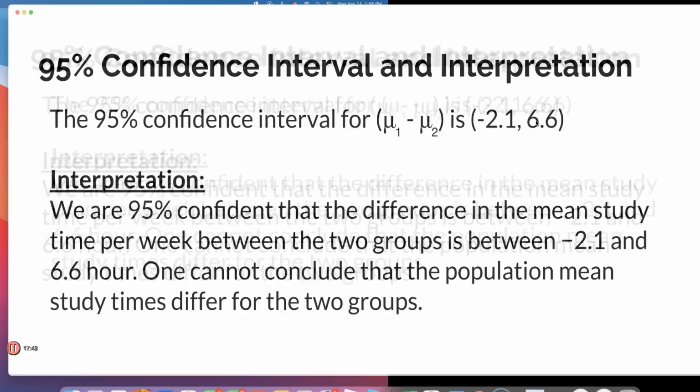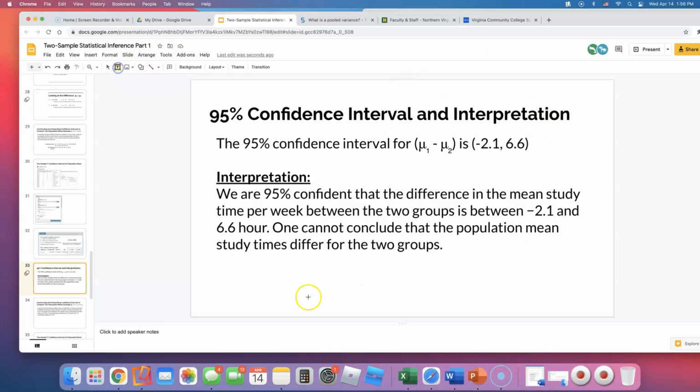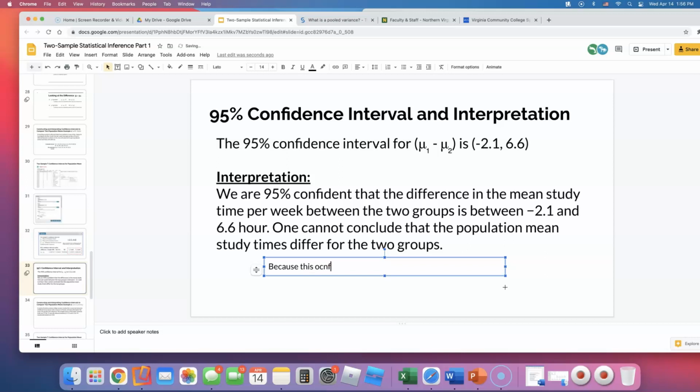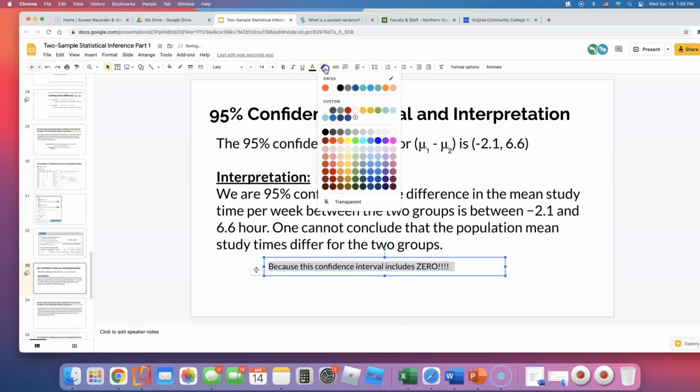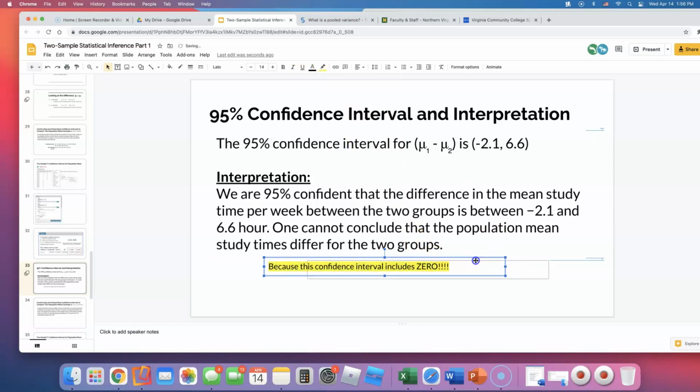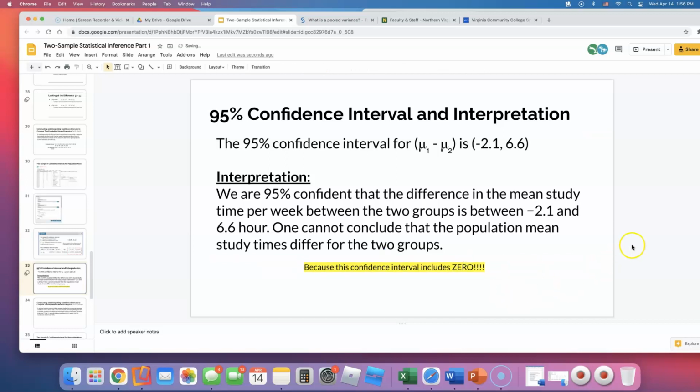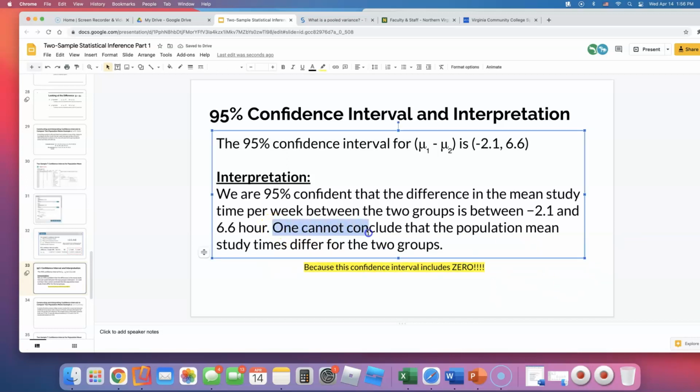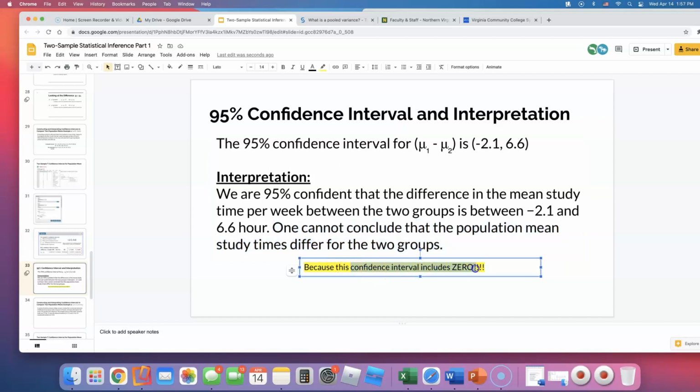If I may add the reason, let's go ahead and add why. Because this confidence interval includes what number? 0. I need you to remember this for me, okay? Because 0 implies no difference. We cannot conclude that the population mean study time differs for the two groups because the confidence interval included 0 in it. Okay? And that's it for this example.